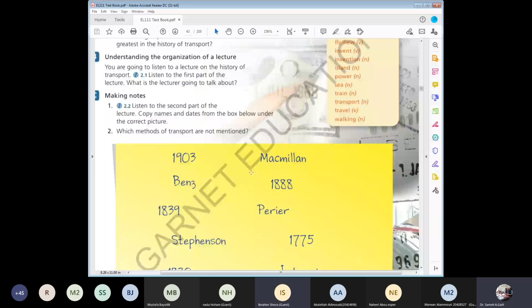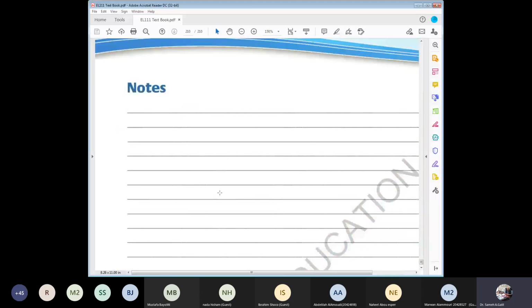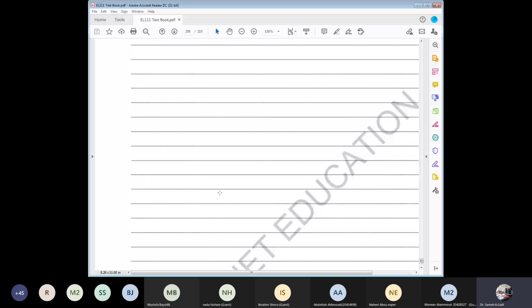Okay, let's move all the way to 2.1. I think we have it at the end of the book. We'll go very quickly and read the first part of a lecture.